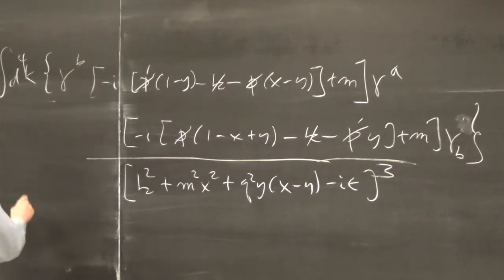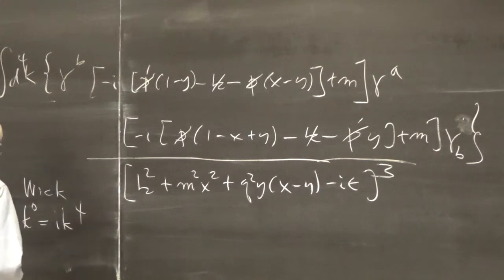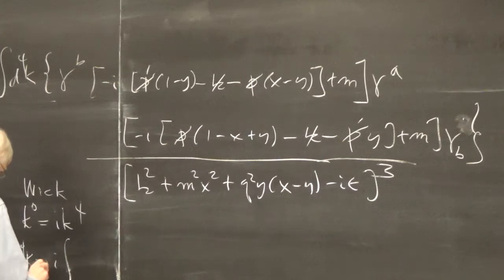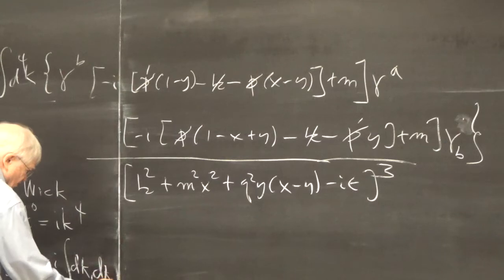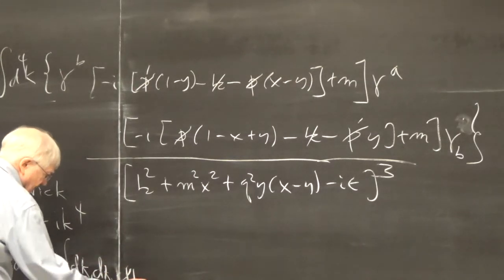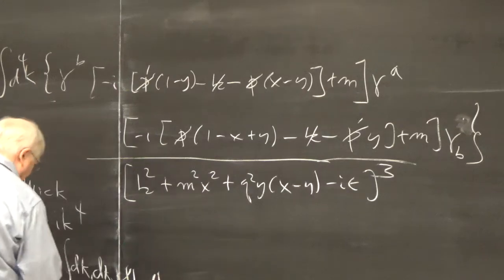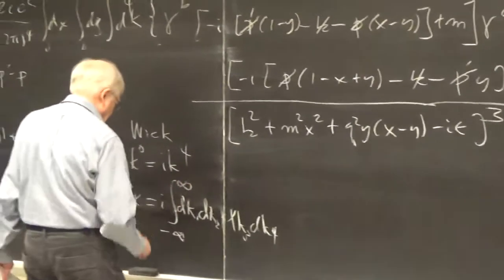The next thing is the Wick rotation. So in particular, we set k0 equal to i k4, and we integrate over k, so the integral d4k turns into i, or is equal to, I should say, apart from a ghost contour, it's equal to dk1, dk2, dk3, dk4, everybody from minus infinity to plus infinity.